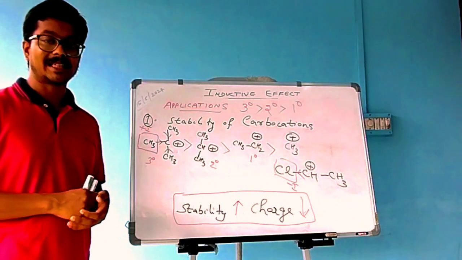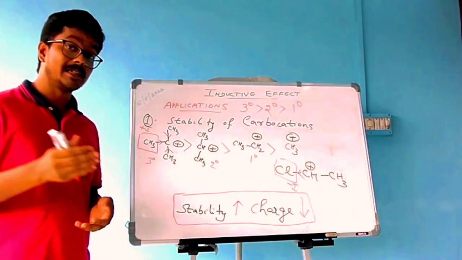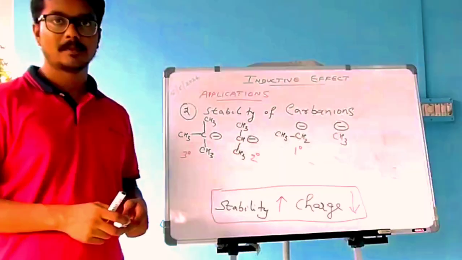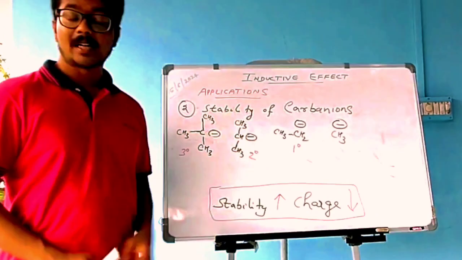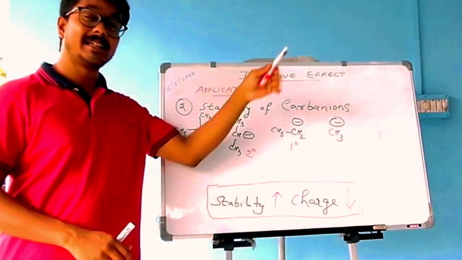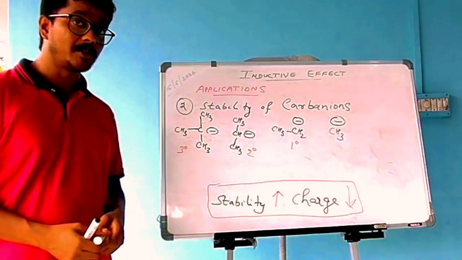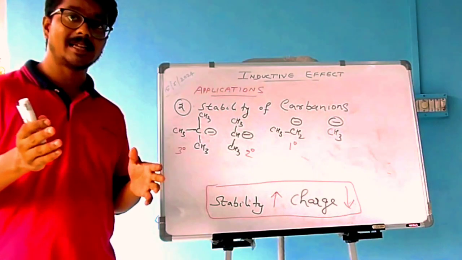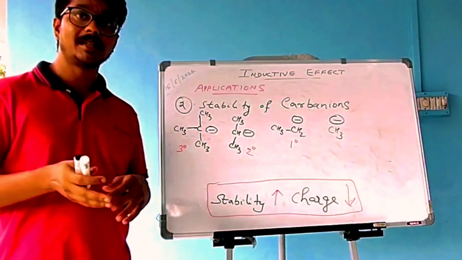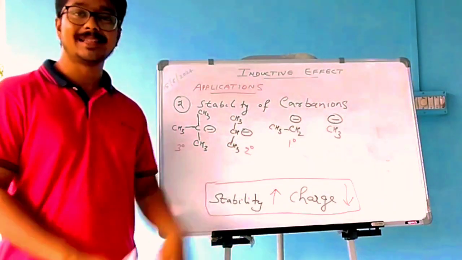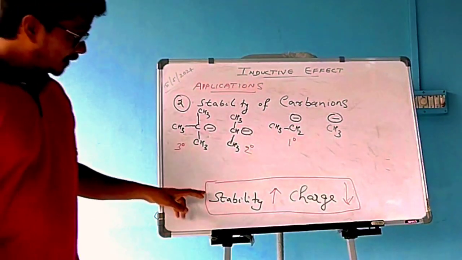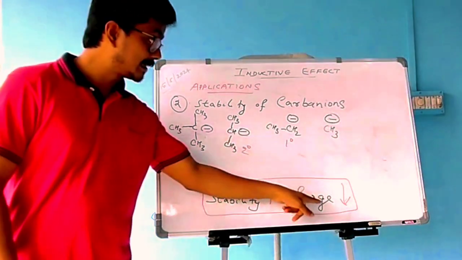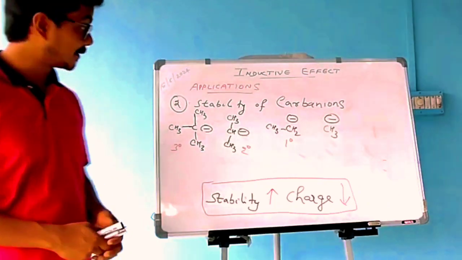Now we move on to the second application: how inductive effect can be used to determine the stability of carbanion. How can we apply inductive effect to determine the stability of carbanion? A carbanion is nothing but a carbon carrying negative charge, just like a carbocation is a carbon carrying positive charge. So, just remember this concept: the stability of a carbanion increases with a decrease in the charge carried by the central carbon atom.